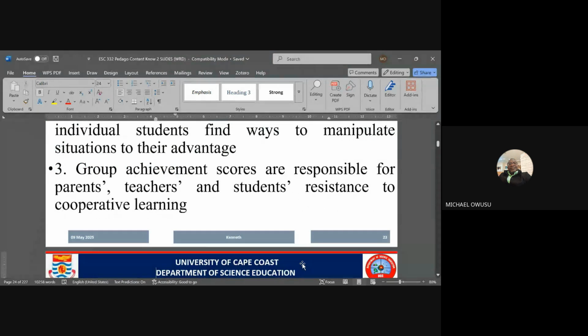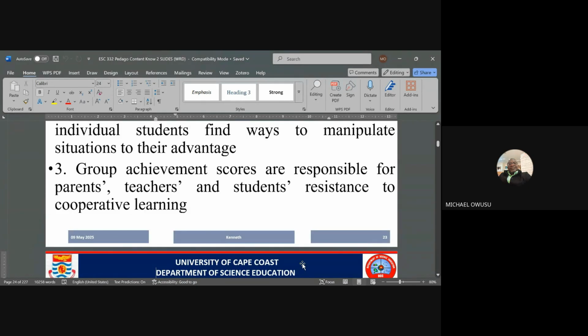Group achievement scores are responsible for parents', teachers', and students' resistance to cooperative learning. Is it true? Group achievement scores are responsible for parents, teachers, and student resistance to cooperative learning. That is because of group scores or group achievement scores. Parents do not want their children to join cooperative learning groups. Teachers do not. Students themselves, they are resistant.